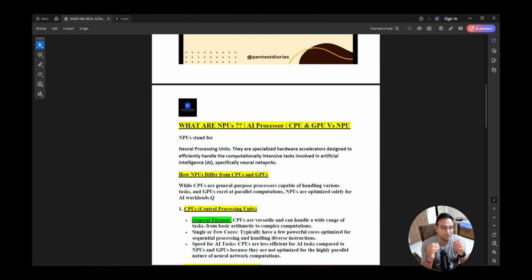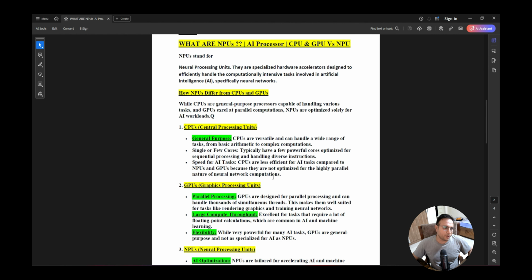Now going finally to the NPU, which is optimized solely for AI workloads. This is only for AI, to handle AI workloads, and that is when we utilize the NPU. We will go into details in a later phase, but this is just a generic idea of the difference between all three. Now if we're talking about the CPU, it's general purpose, as we discussed already. CPUs are versatile and can handle a wide range of tasks, from basic arithmetic to complex computation, very easily. If you are doing such tasks, you can definitely utilize a CPU. There is no need to go for an NPU or GPU.